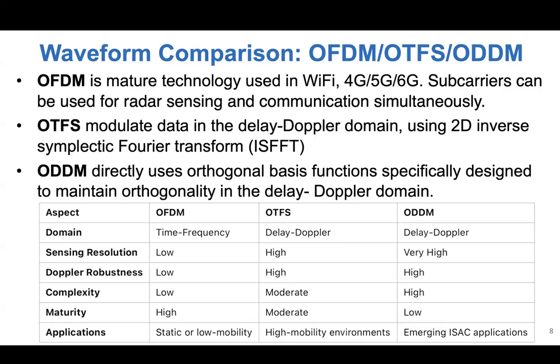On the other hand, in space, satellites are at least 550 kilometers above. So the delay is long. And also the speed is very high, so basically the speed is high and the Doppler will be high.